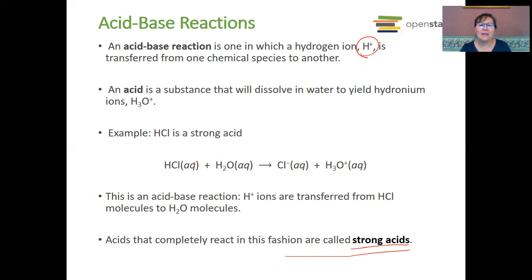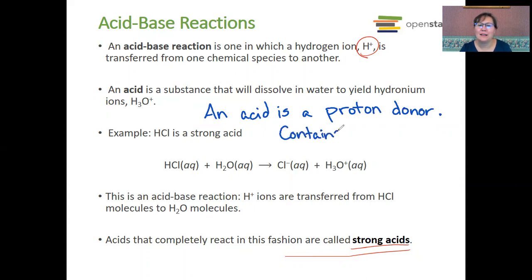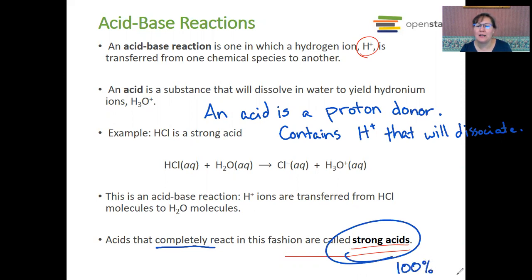So an acid is anything that will, see here they say transfer, but the language that I like better is that an acid is a proton donor. Okay, that means it contains H+ that will, well, we'll say that will dissociate. And that's what makes something an acid. And something that's a strong acid means that it comes apart completely. So if it's a strong acid, then you're getting a 100% dissociation.